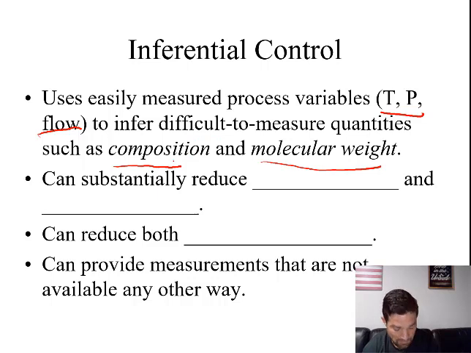So this can be used to substantially reduce dead time, because again, dead time often comes from measurement of composition and sampling systems, and lag. So lag between when the disturbance affects the process, when we see a change in our control variable, and how long it takes the controller to reject that disturbance and get our system back to the desired set point.